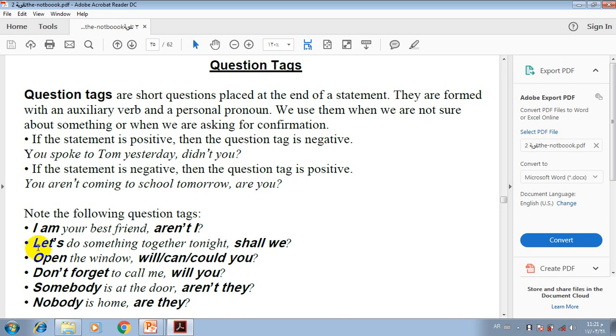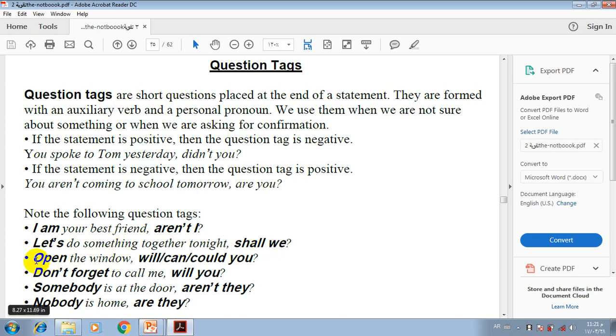The second thing, when the sentence starts with let's plus infinitive, like you see, the question tag must be like this. We must use shall we. So the example is, let's do something together tonight, shall we?